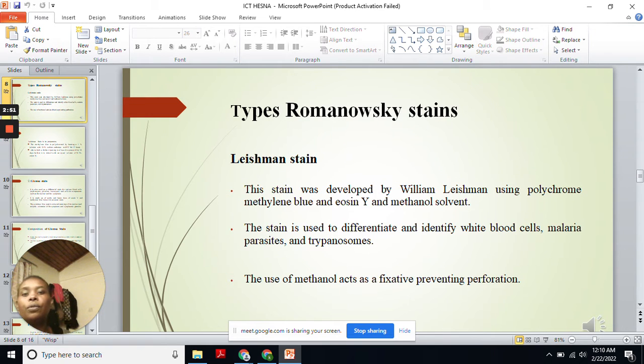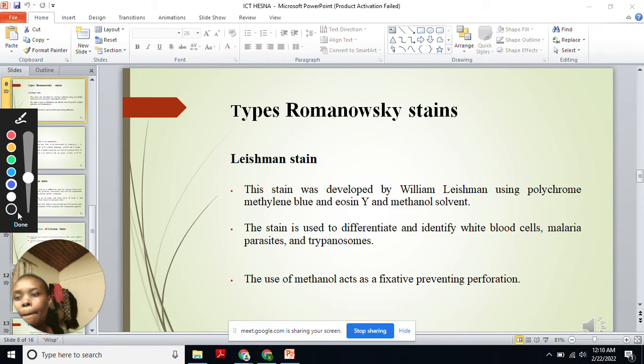Let's now see the types of Romanowsky stains. The first stain is Leishman stain. This stain was discovered by William Leishman using polychrome methylene blue and eosin with methanol solvent. The stain is used to differentiate and identify white blood cells, malaria parasites, and trypanosomes. The methanol acts as a fixative, preventing perforation.